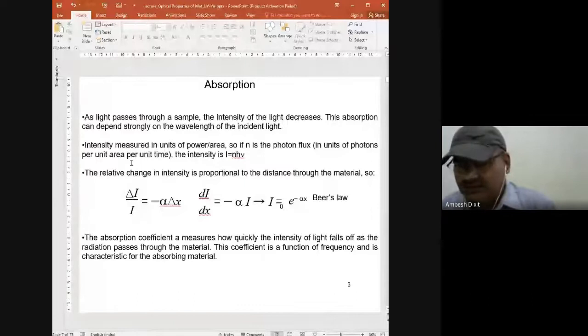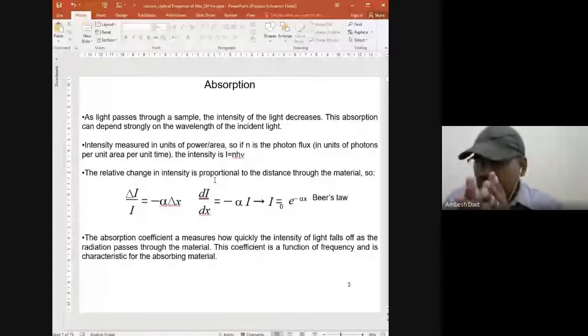But keeping that as an aside, looking at things in a classical way, the relative change in intensity is proportional to the distance traveled through the material. That is, if the distance traveled by the incident light is x, then the change will be proportional to that, and it will carry a minus sign. Because as we move from point x1 to x2, x2 minus x1 is positive, but I2 minus I1, the intensity at the second point, has dropped with respect to the incident intensity. So I2 minus I1 will become negative. That's why this minus sign is coming, right?